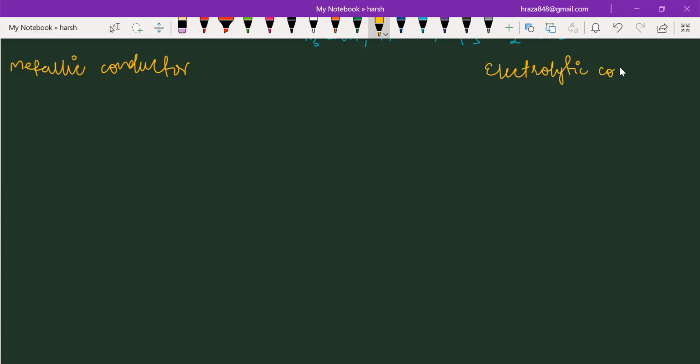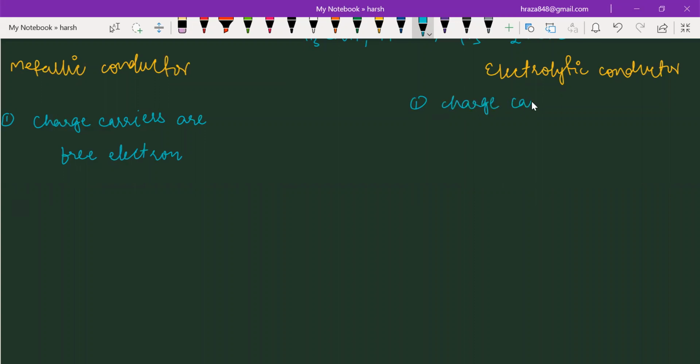So now the first point about this is charge carriers. Charge carriers are free electrons. And here, charge carriers are free ions.